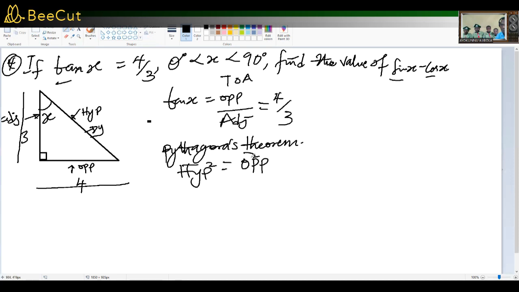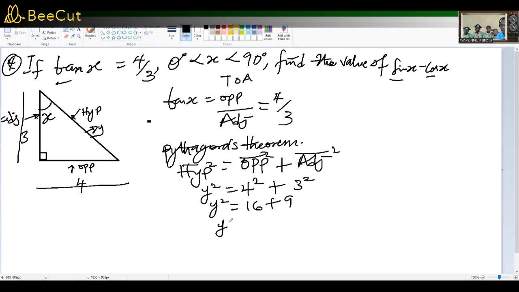That is what we'll need to use in finding our hypotenuse, because it says hypotenuse square equals opposite square plus adjacent square. So y square equals 4 square plus 3 square. What is 4 square? 16, plus 9. So y square equals 25. Then y is 5. How do you get 5? Find the square root of 25. So this side is now 5.